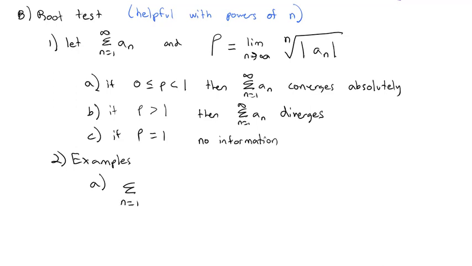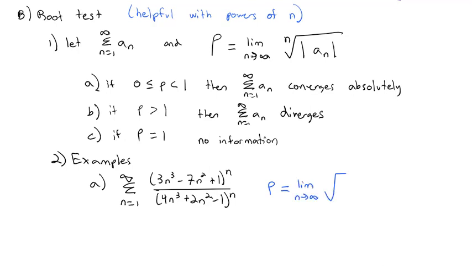Starting with taking the sum as n goes from 1 to infinity of 3n cubed minus 7n squared plus 1, raised to the n power, all over 4n cubed plus 2n squared minus 1, all raised to the n power. Well, when I see those powers of n, we're going to use the root test with rho equal to the limit as n goes to infinity of the nth root of our terms, 3n cubed minus 7n squared plus 1 to the n over 4n cubed plus 2n squared minus 1 to the n.